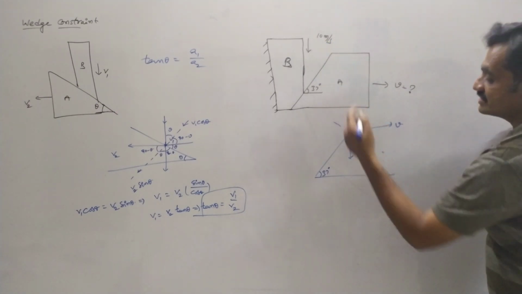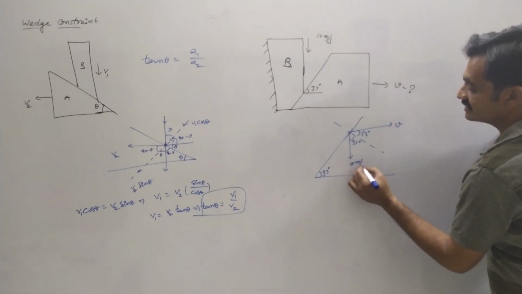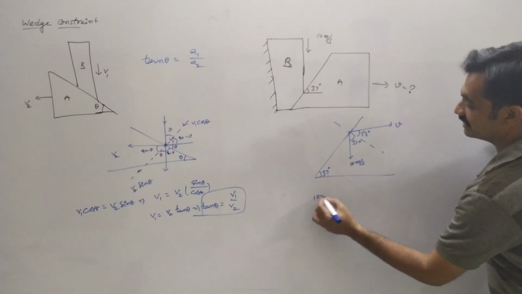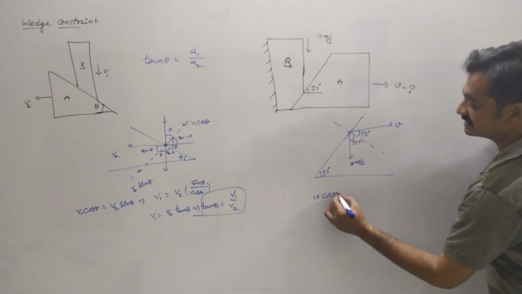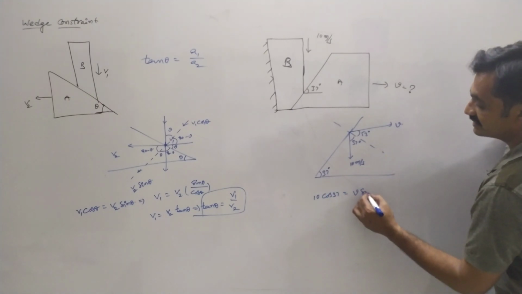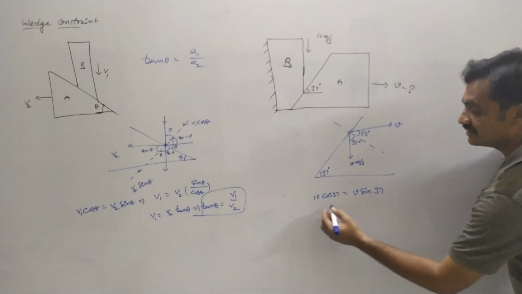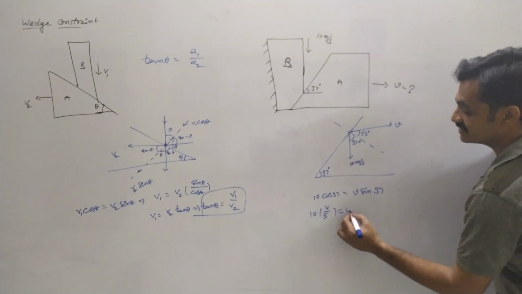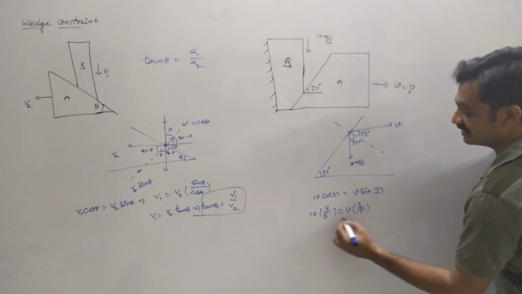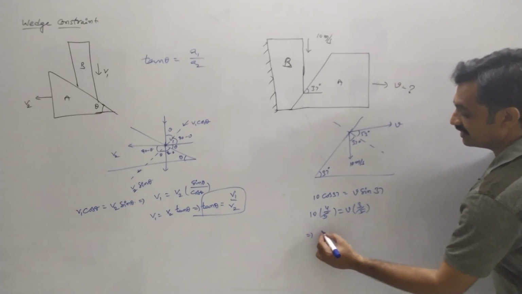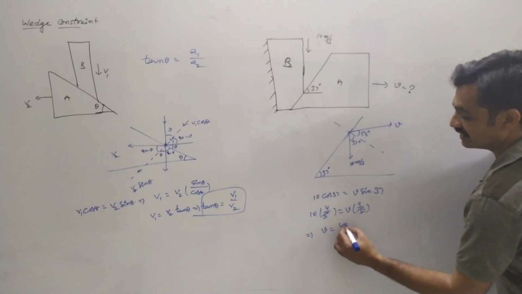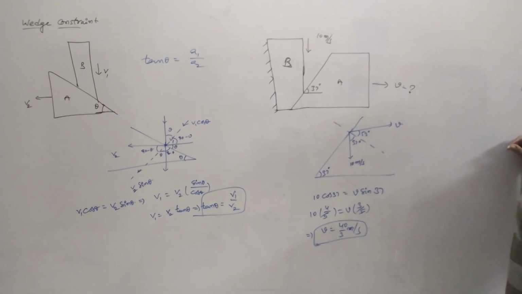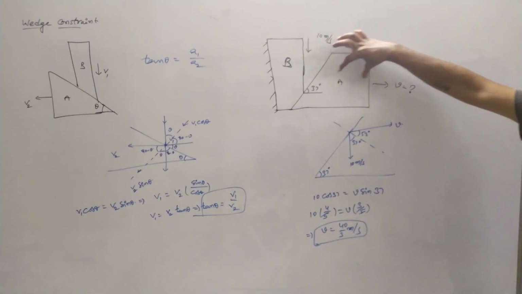So here the velocity of the block B is 10 meter per second. Now along the perpendicular we can represent it as 10 into cos 37 is equal to v sin 37. So based on that, here we know that 10 into cos 37, which is 4 by 5, is equal to v into 3 by 5. So here 5 gets cancelled. Then we have v is equal to 40 by 3 meter per second. This represents the velocity of the wedge A.